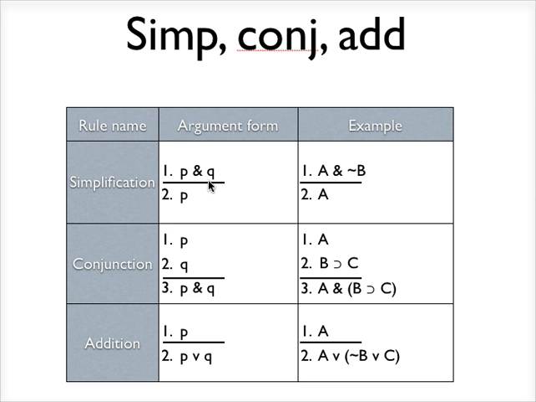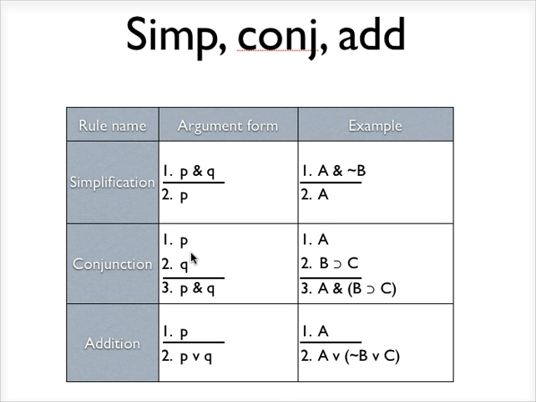So if I'm saying the sky is blue and the grass is green, and I'm asserting that is true, then it follows simply that the sky is blue. And it also follows simply that the grass is green. And again, here's an example of simplification. If I assert A and not B, then I can simplify to simply A, or I could have simplified to simply not B.